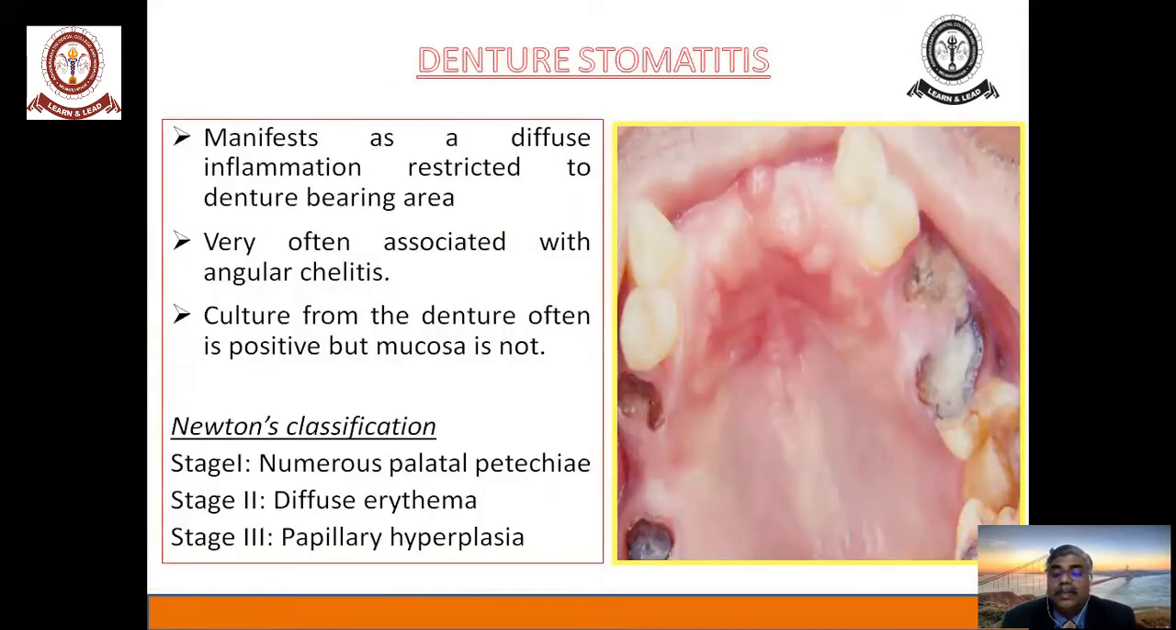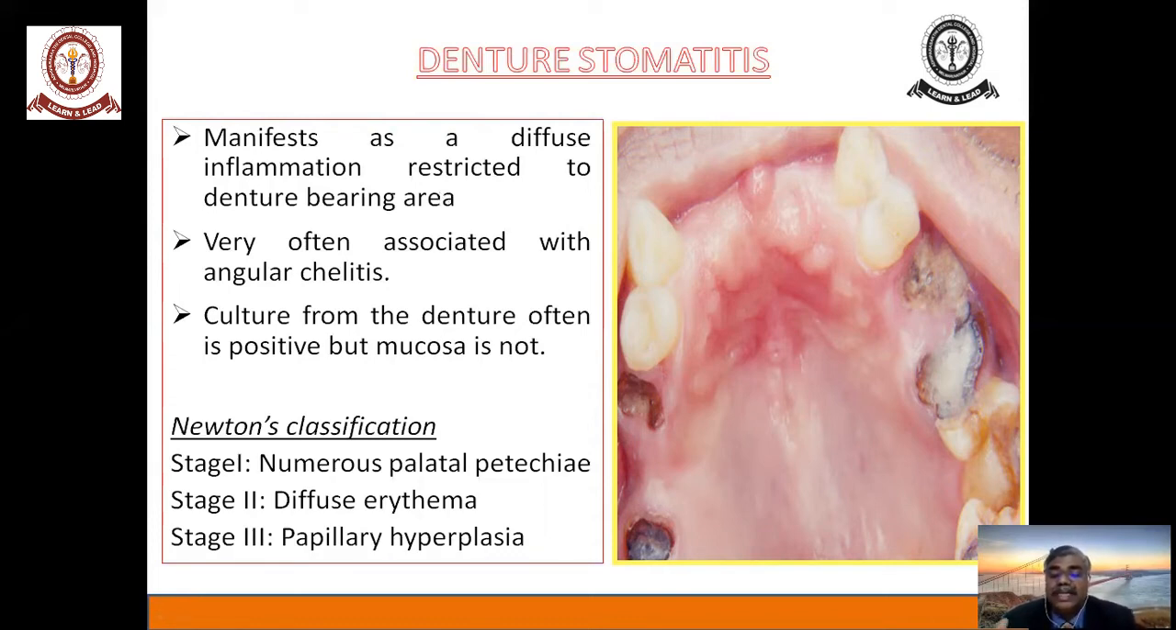Now, after discussing the most common types of oral candidiasis like pseudomembranous, erythematous, and hyperplastic candidiasis, let us discuss the lesions which are grouped under the title called Candida-associated lesions. Okay, the first one is denture stomatitis. Denture stomatitis is a type of candidiasis where you can appreciate erythematous change below the denture bearing area, and manifests as a diffuse inflammation restricted to the denture bearing area. It is very often seen in the maxilla when compared to the mandible.